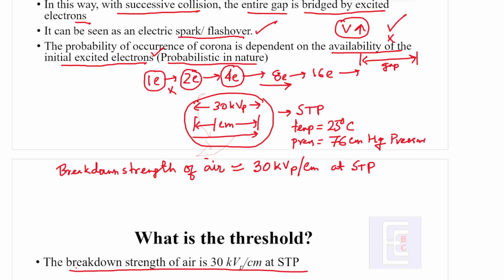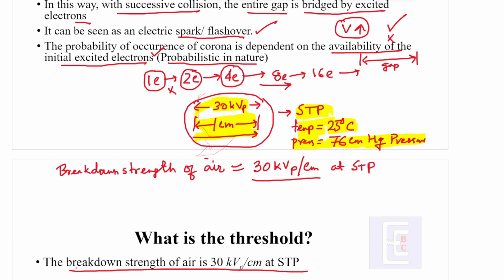So I repeat, what is the meaning of the statement 30 kV peak per centimeter? If we have a gap distance of 1 centimeter, and if we apply a potential difference of 30 kV peak, not RMS, 30 kV peak, then that gap is most likely to be fired. Okay, and that entire experimentation has to be done at STP condition. What is STP? Standard temperature is 25 degrees Celsius and standard pressure is 76 centimeter mercury pressure.